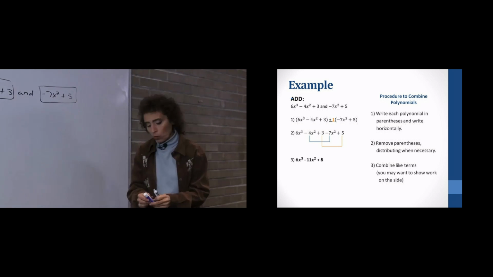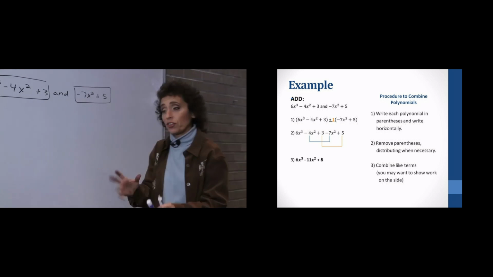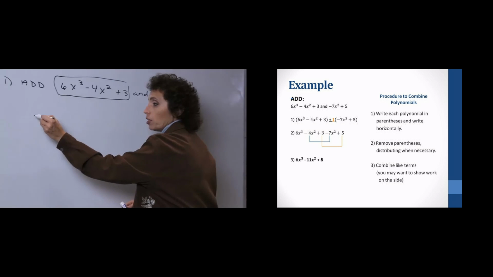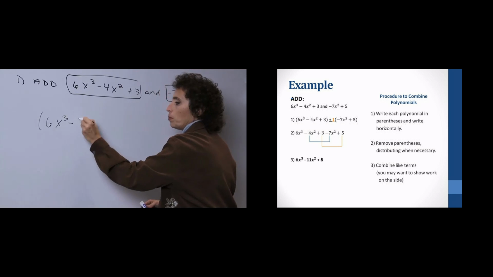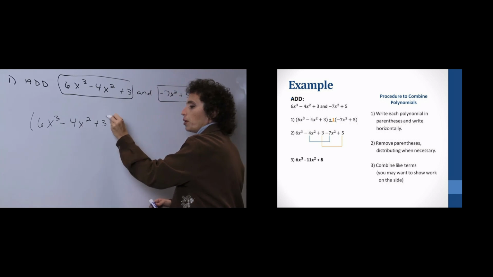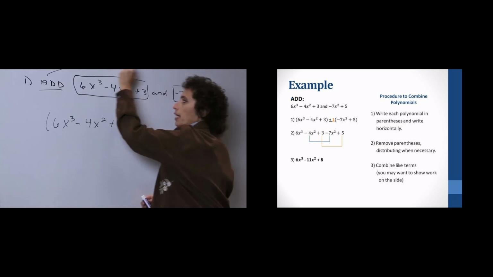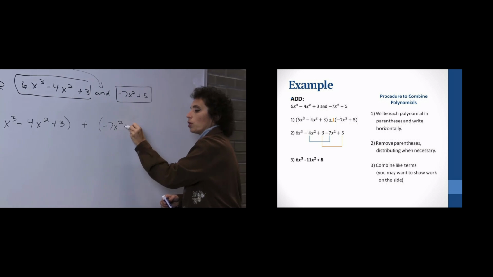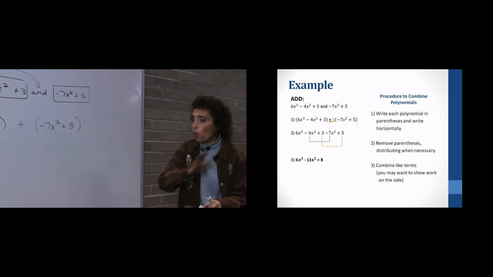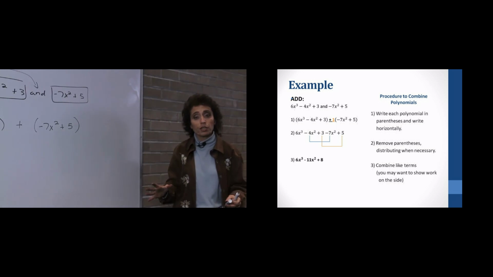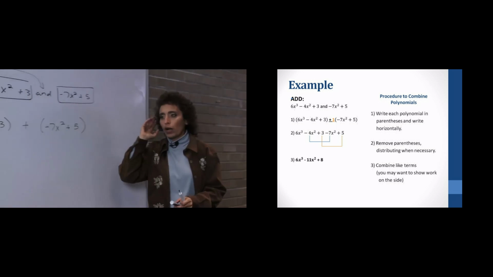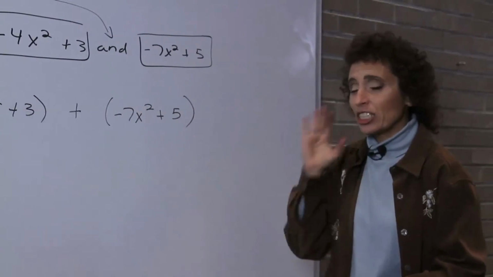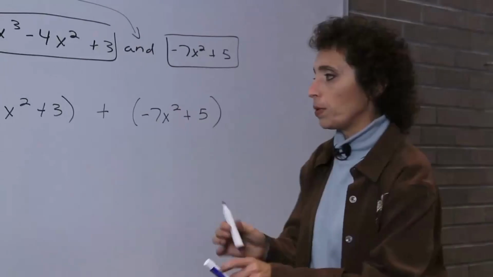What we're going to do anytime we want to add or subtract polynomials is we're going to use parentheses. We're going to put the entire polynomial, each one, in a separate parenthesis. So it's going to look like this. Okay? 6x cubed minus 4x squared plus 3. It says to add. That means the and tells me where the plus goes. Negative 7x squared plus 5. Now, we are not going to add or subtract until the parentheses are removed. Okay, and the steps are in your workbook and on the screen as well. We're not going to add or subtract unless we get rid of these parentheses. That's incredibly important.